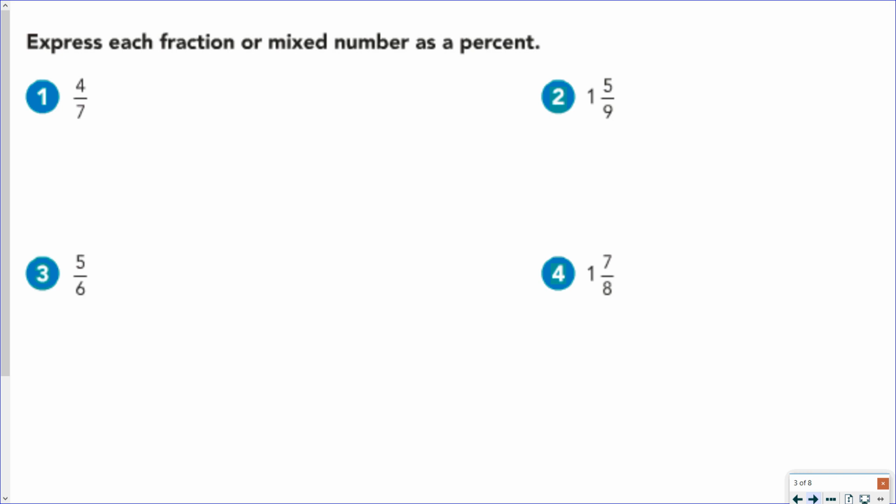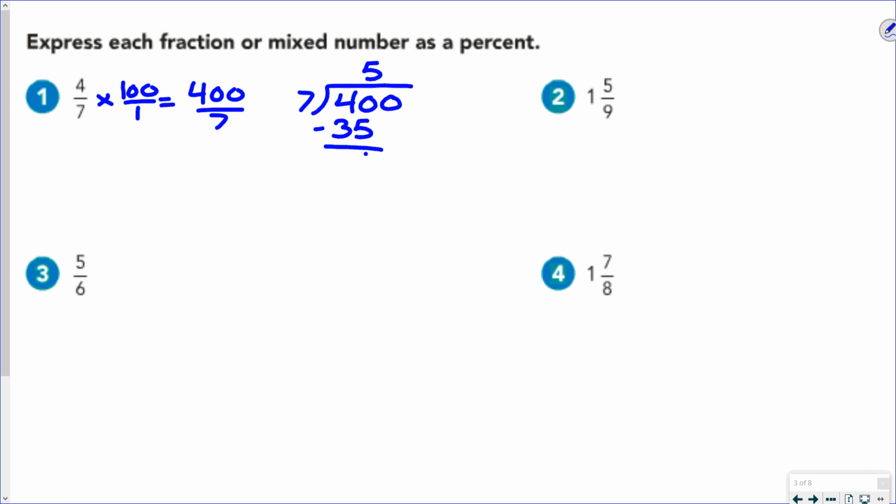So if we have 4/7, we're going to multiply that by 100 over 1. That gives us 400 over 7. And so we're going to follow the same steps we did previously. We're going to convert that improper fraction to a mixed number. 7 goes into 40 5 times. 5 times 7 is 35. 40 minus 35 is 5. 7 goes into 50 7 times. 7 times 7 is 49. So now we just put all our pieces together and we would find a percentage of 57 and 1/7%.